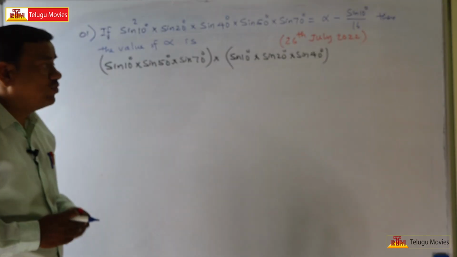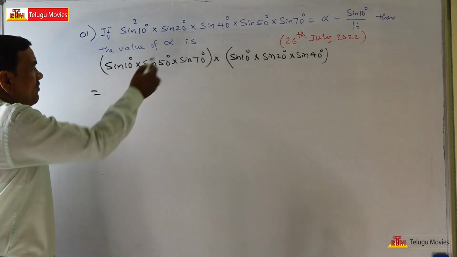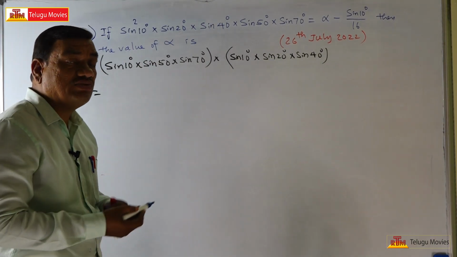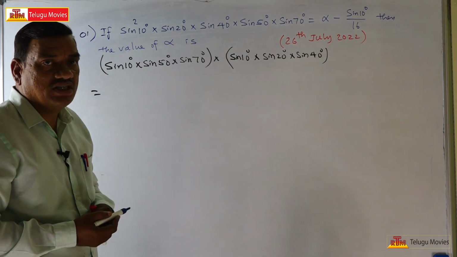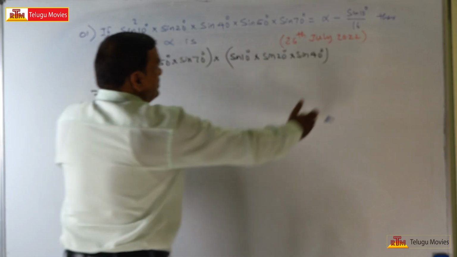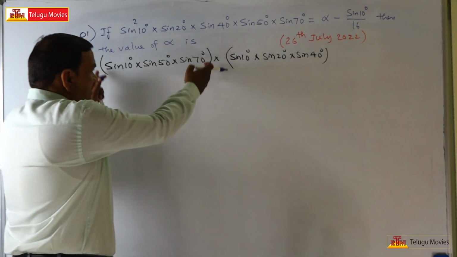Now I am going to convert it into cos. Why? Because we have a result in cos, a very beautiful result. First I will simplify this, afterwards I will come to the other part. First I will take this.